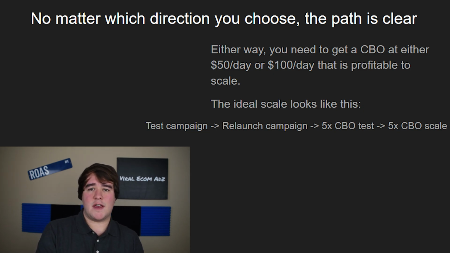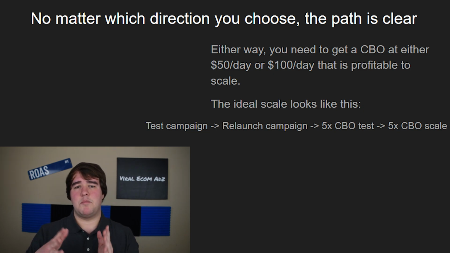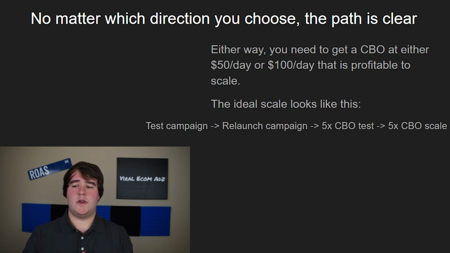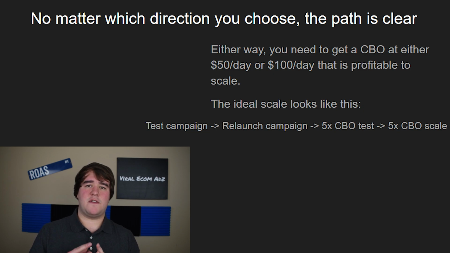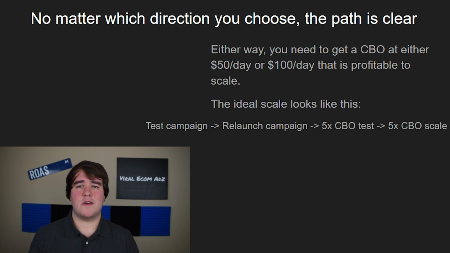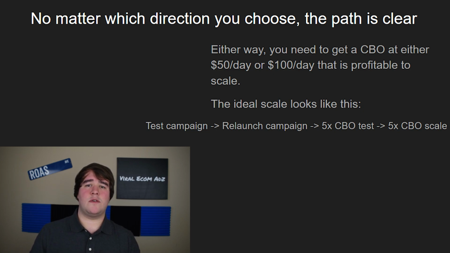Essentially, you have your test campaign, wait until you have 15 sales. Bang out your relaunch campaign, wait until you have your ad sets that are having 5 or more sales with a good ROAS. Make your 5x CBO test, probably at 50 per day. And then if that works, all you got to do is just duplicate that 50 and make it 100. It's really that simple.